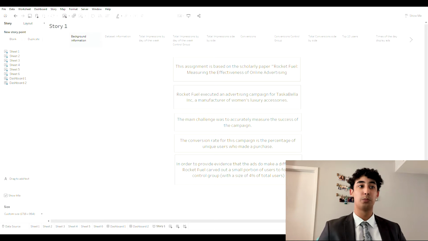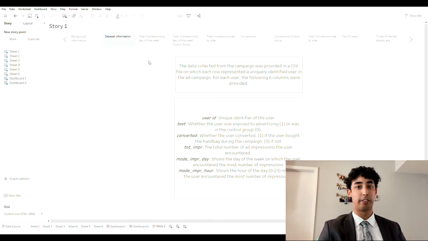In order to provide evidence that the ads do make a difference, Rocket Fuel carved out a small portion of users to form a control group with a size of 4% of total users. This control group was exposed to a different display advertisement than Tableau's.